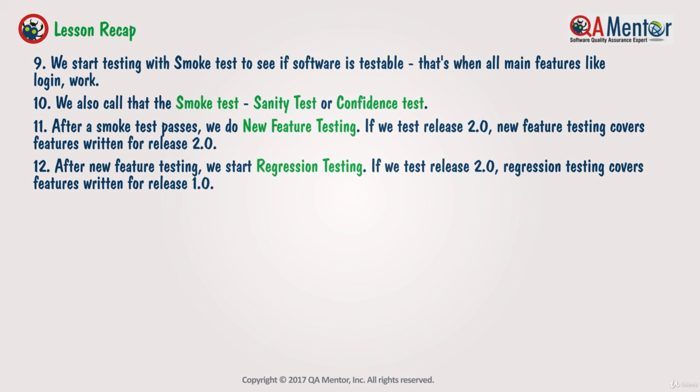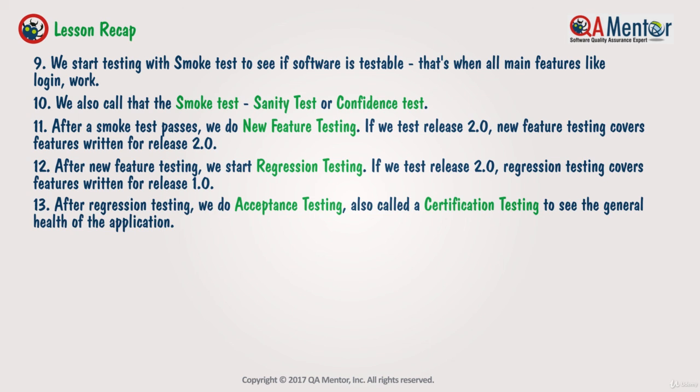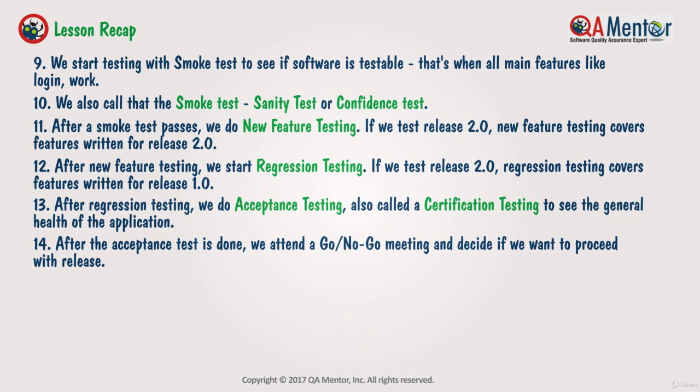12. After new feature testing, we start regression testing. If we test release 2.0, regression testing covers features written for release 1.0. 13. After regression testing, we do acceptance testing, also called a certification testing, to see the general health of the application. 14. After the acceptance test is done, we attend a go, no-go meeting and decide if we want to proceed with release. 15. The production environment is also called prod or live.